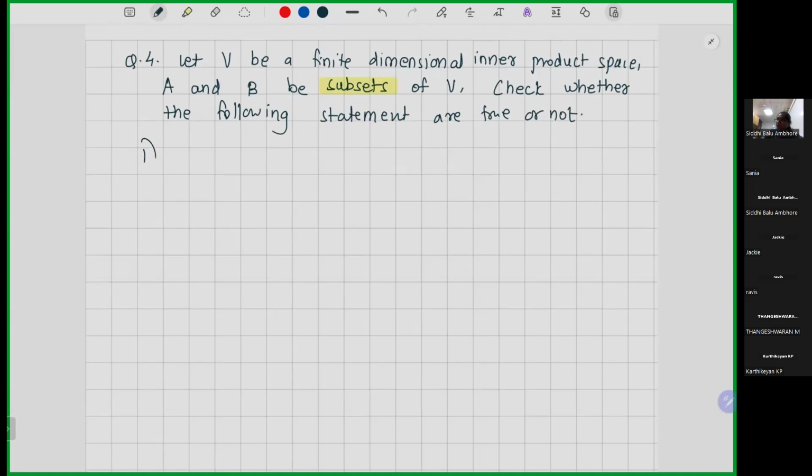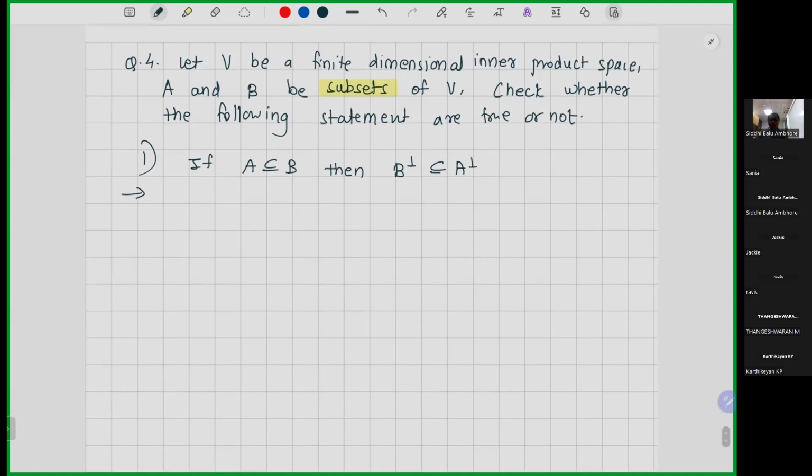Okay, so the first statement is that if A is contained in B, then the orthogonal complement of B is contained in the orthogonal complement of A. So any guesses for this statement? Whether this is true, false, or anything?